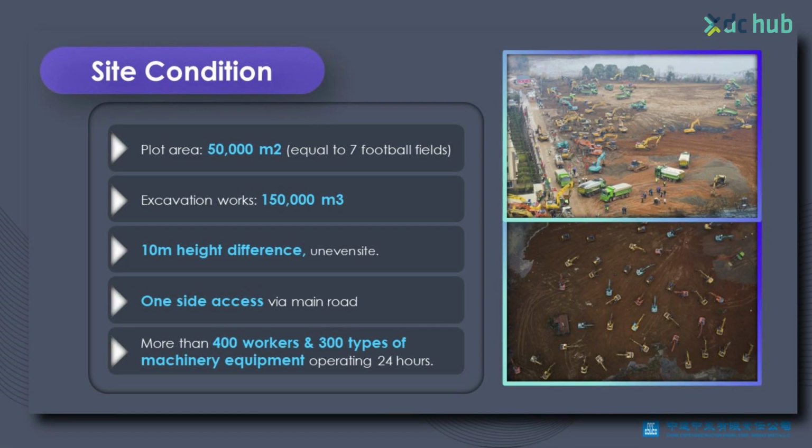Now, the site condition: it's a 50,000 square meter site, with 150,000 cubic meters of excavation work. The site has a 10-meter level difference from one end to the other. And there was even a fish pond over there which required backfilling before they could start the work. There is only one access from one side; the other side did not have access. And for the earthwork, they required 400 workers and 300 machines to be engaged 24 hours.